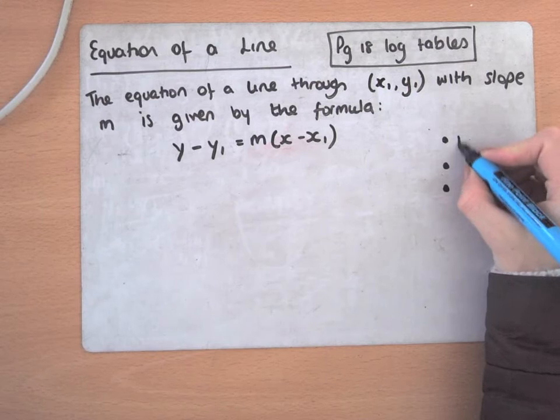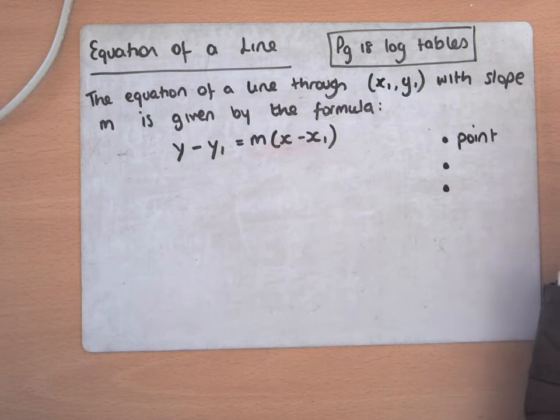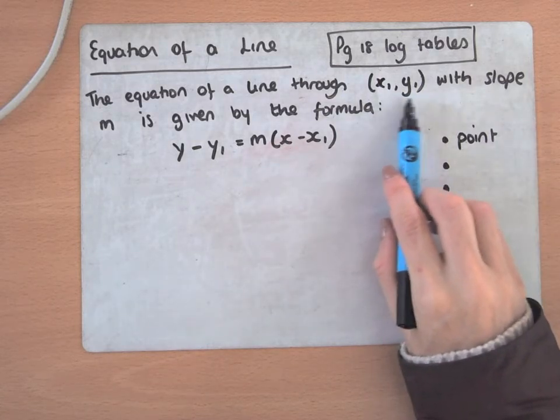They need to give me a point. They must give me x1, y1. Or they at least need to give me a picture so that I can pick an x1, y1. So they need to give me a point. What else do they need to give me? So there's the x1, y1. What else?